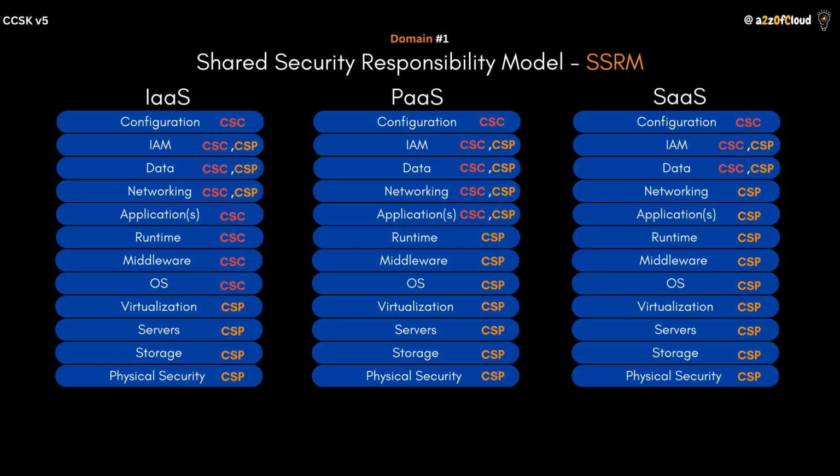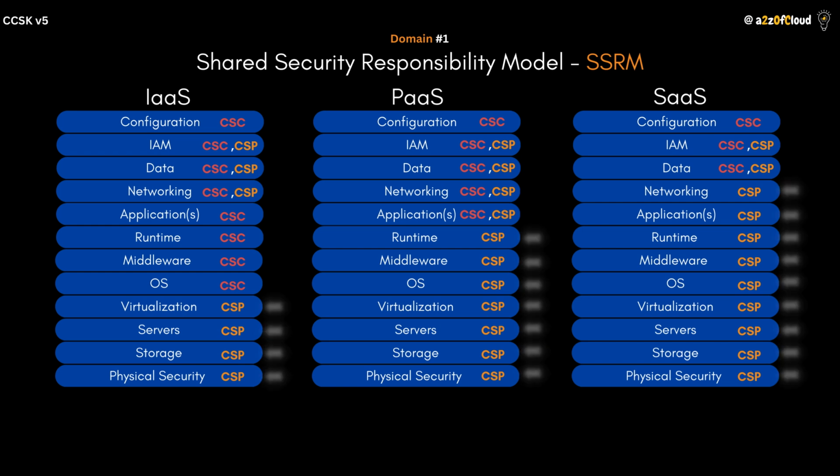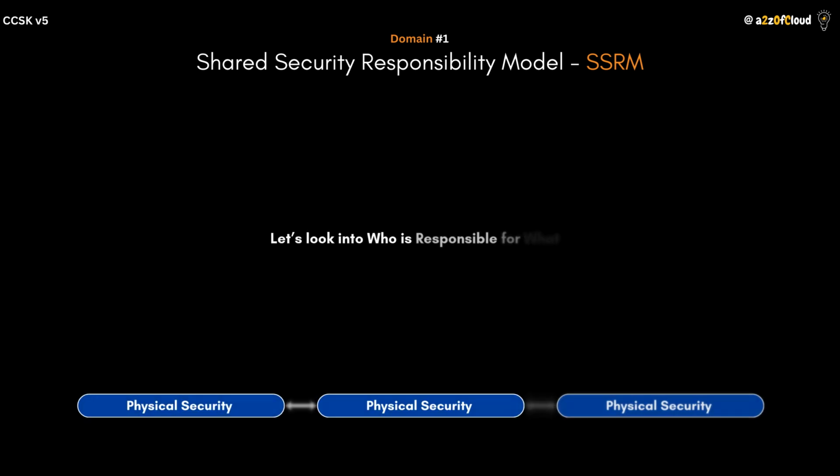On the screen, you have the shared security responsibility model. This outlines how security responsibilities are distributed between the cloud service provider and the cloud service customer in the different cloud service models. In some layers, the responsibility is shared between CSP and CSC. And in some layers, the CSC is exclusively responsible. And there are layers where the cloud service provider is exclusively responsible.